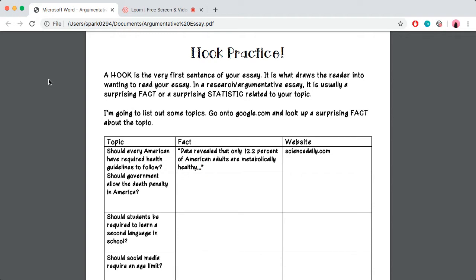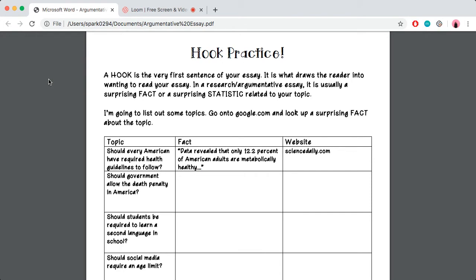If you've ever read a book and put it down after the first page, it's probably because the author didn't do a good job of hooking you into the book. Well, you as a writer, you want to do a good job of hooking the reader in so that more people will be interested in what you have to say. The best way to do the hook for a research or argumentative essay is to find a surprising fact about your topic. And I'll give you an example in a second.